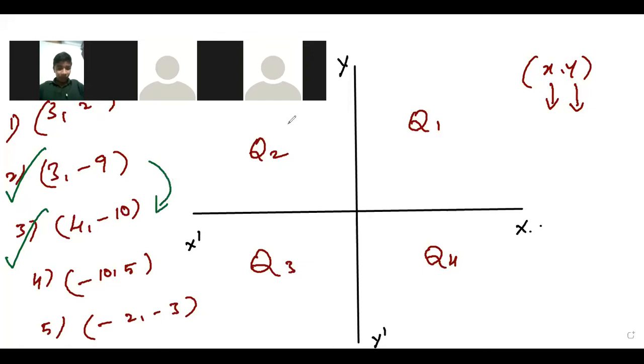Satvika, number 4, I mean this one. Minus 10 comma 5. Sir, minus 10 comma 5 point. Where does it lie? In which quadrant? Q2. Okay.